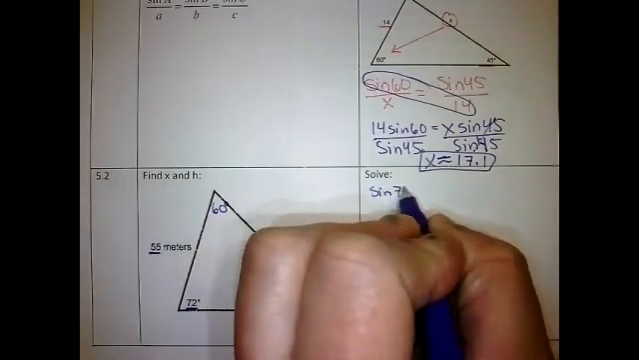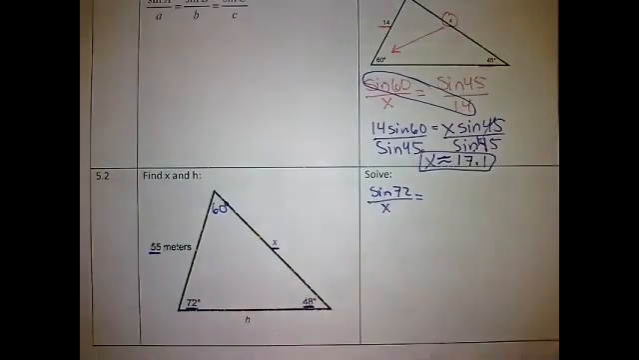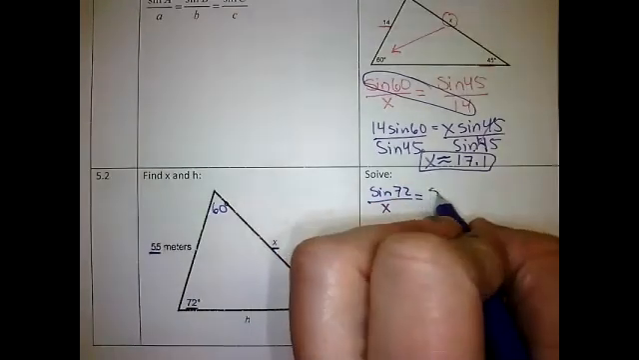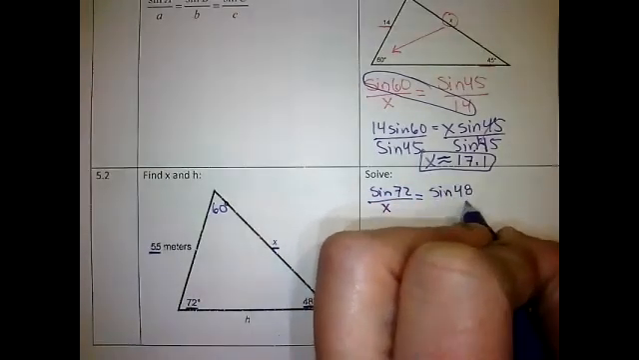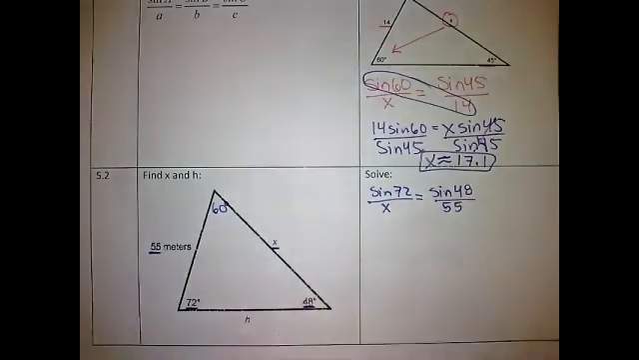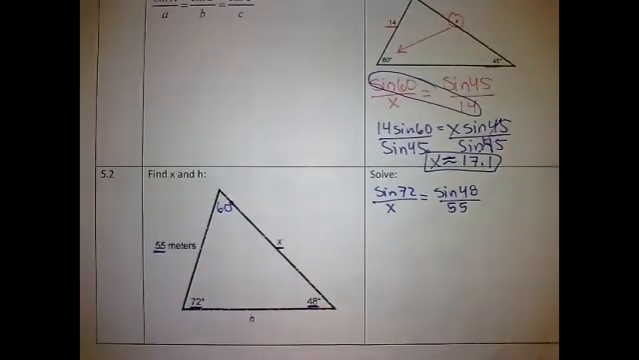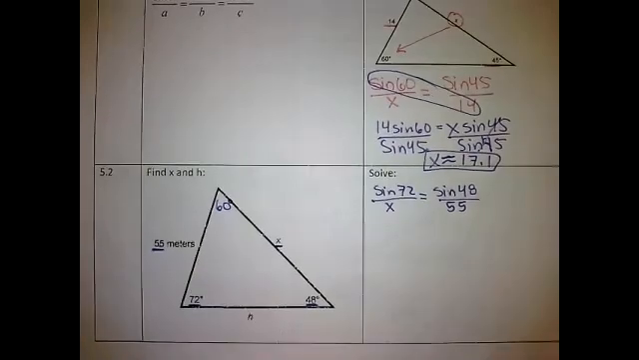I have sine of 72 over x equals, well, I don't want to use 60 and h because I don't know h, but I know 48 and 55. So I'm going to set it as sine of 48 over 55. Remember, we can't solve at this point with two unknowns. We want one unknown at a time.